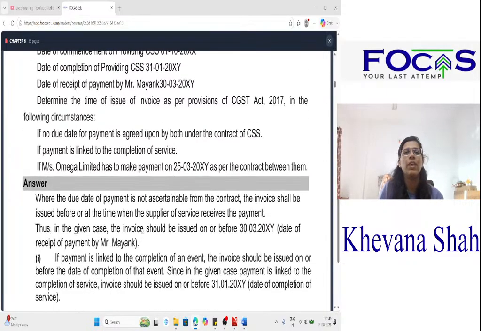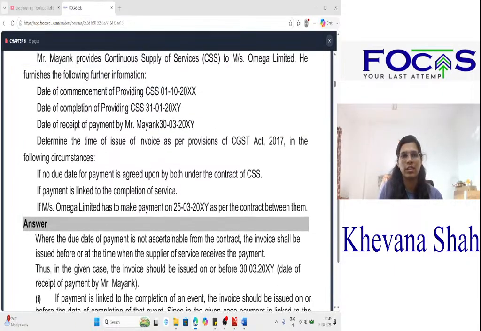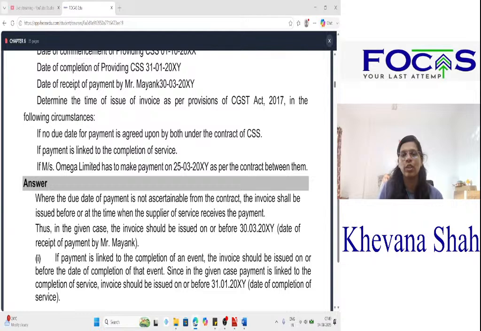Okay, see, where the due date of payment is not ascertainable. So in that case what we should do, when the due date is not ascertainable from the contract? The first thing they have given is that the due date of payment is agreed upon by both under the contract. If no due date is agreed, so your contract is not giving you any particular due date of payment, in that case the invoice shall be issued before or at the time when the supplier of service receives the payment. So in this case the invoice should be issued on or before 30th March, that is the date of receipt of payment by Mr. Mayank.